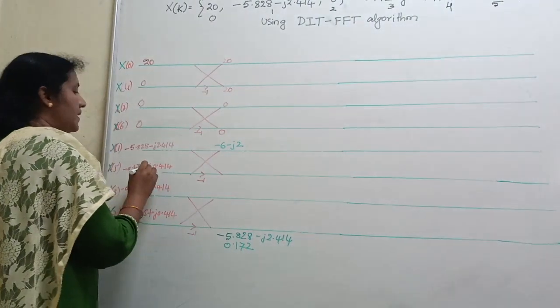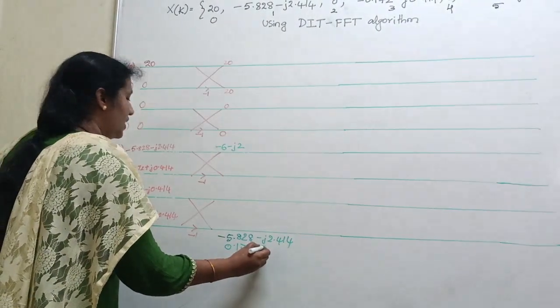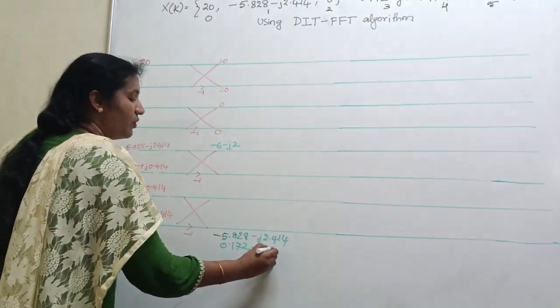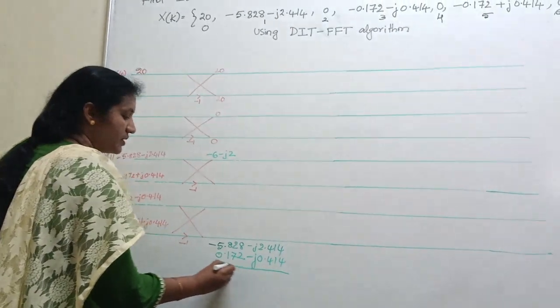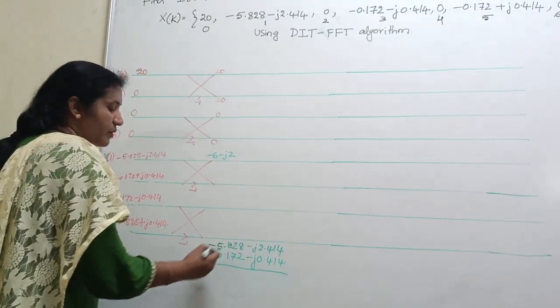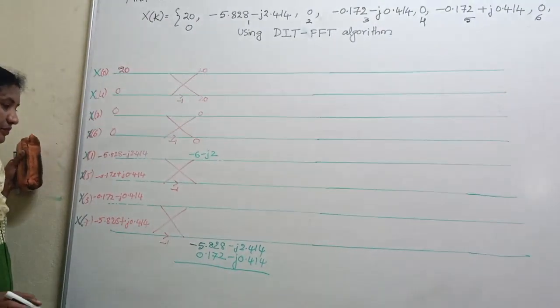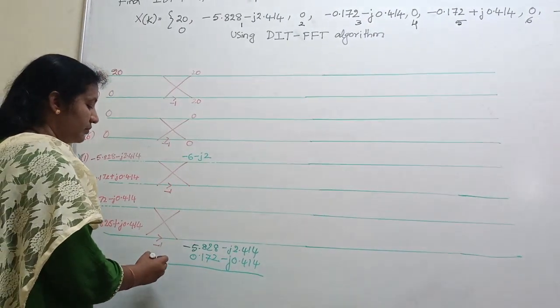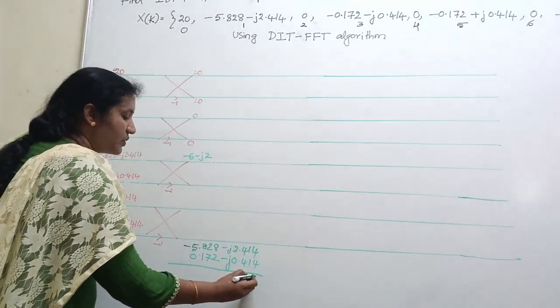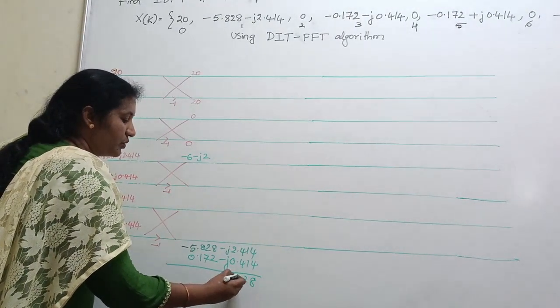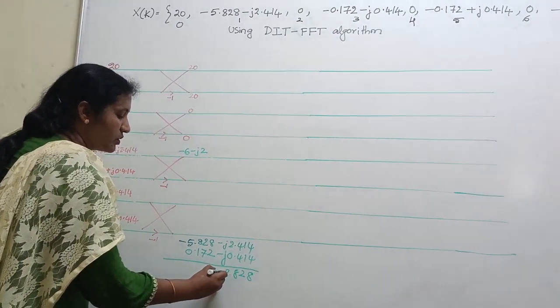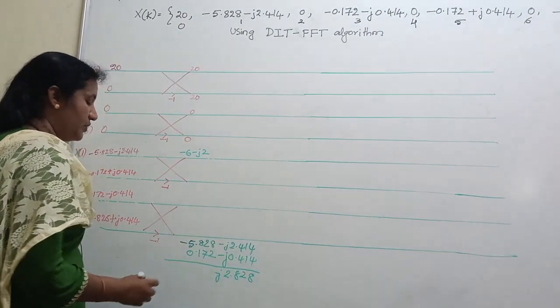0.172 plus into minus becomes minus j 0.414. So what is the result here? When you do the subtraction here, what is this one? This becomes 8282. So minus j 2.828.